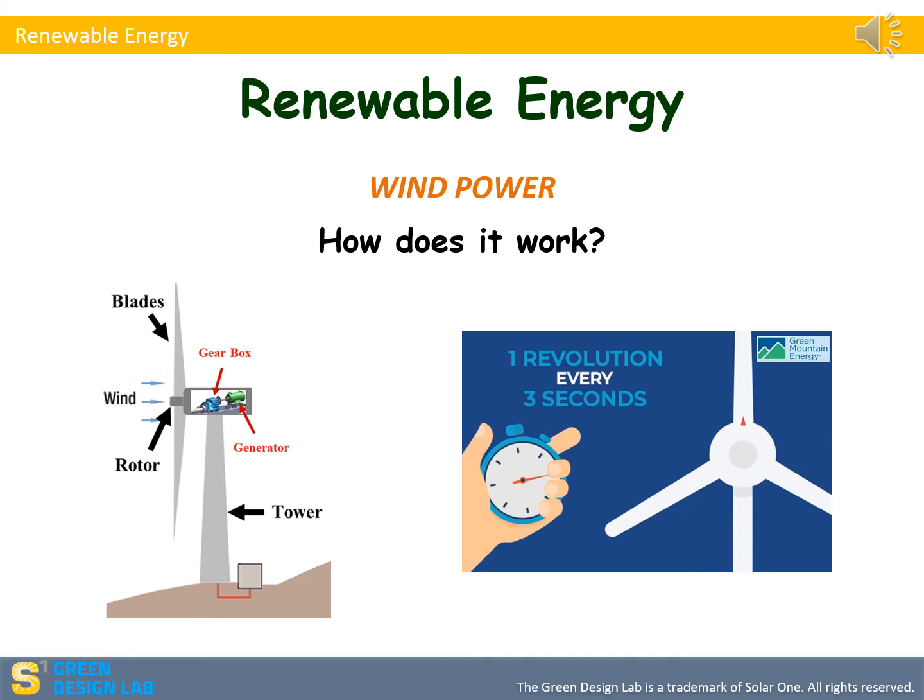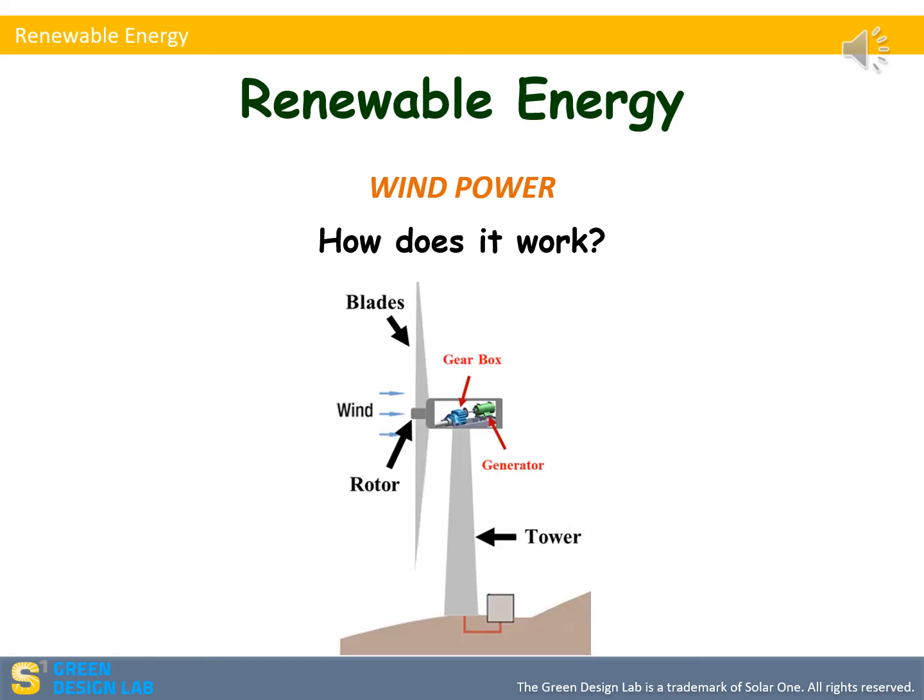A wind turbine includes blades, which are propeller-like structures that are light enough for the wind to spin them. The blades spin very slowly, one revolution every 3 seconds. Then the blades turn the rotor, which is attached to a gearbox. As the gears spin, electricity is produced inside of the generator. The electricity travels through wires down the tower and is delivered to power plants or power stations.